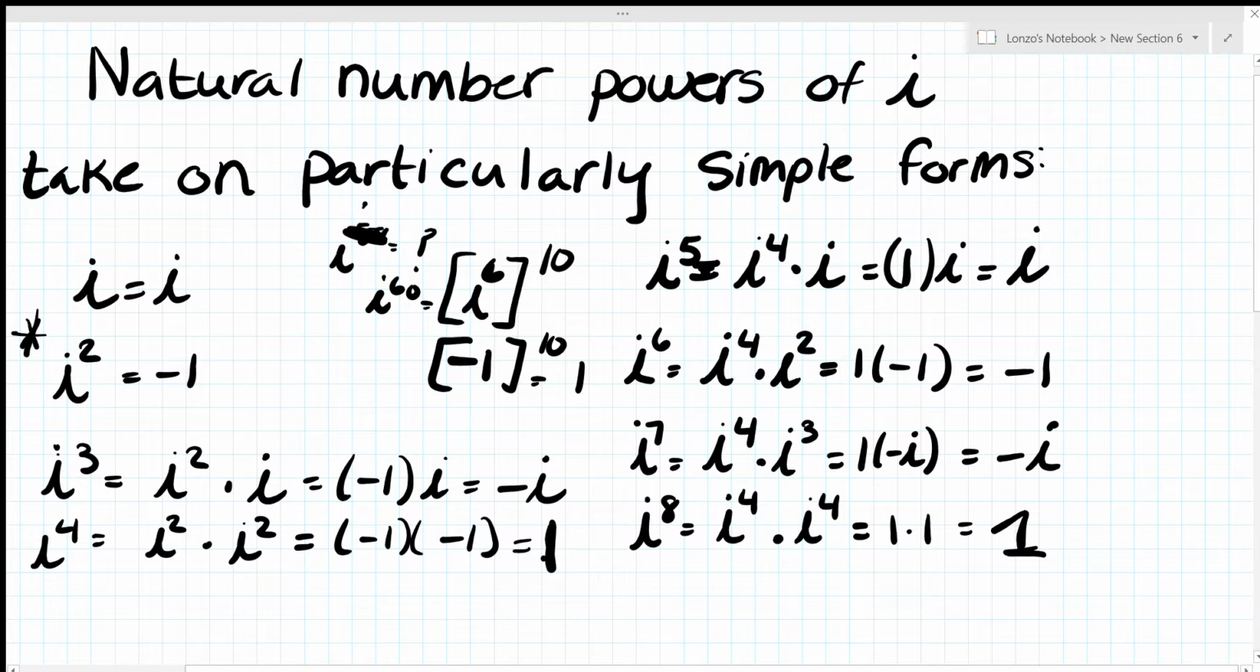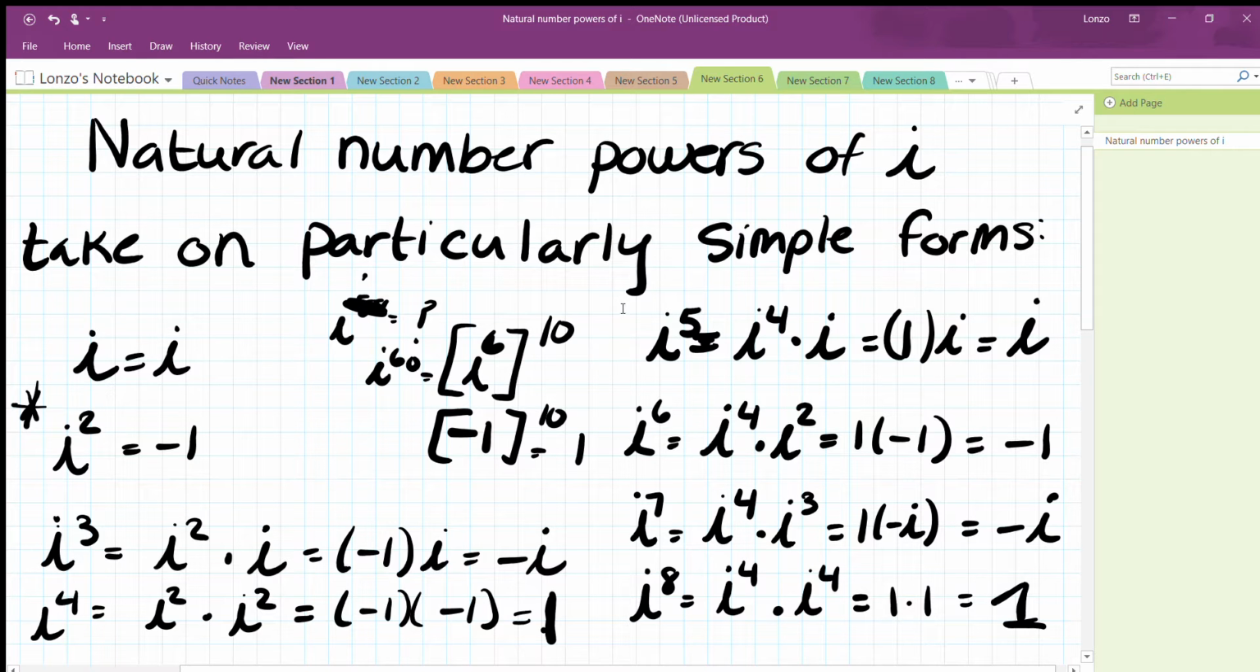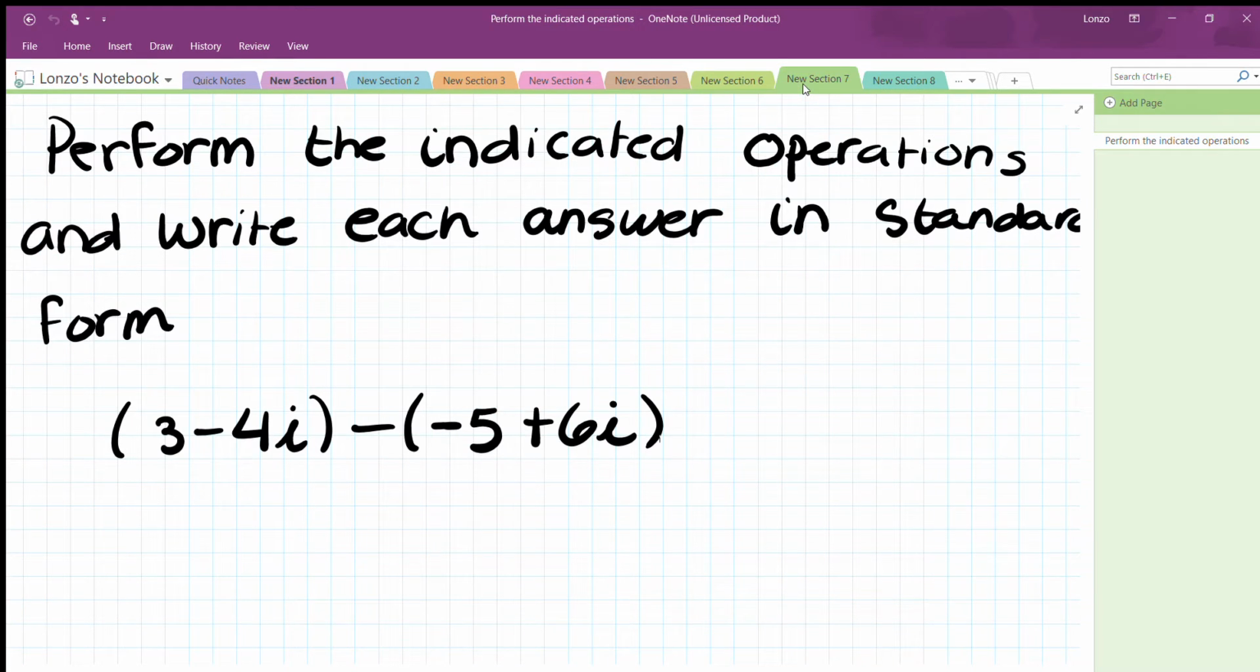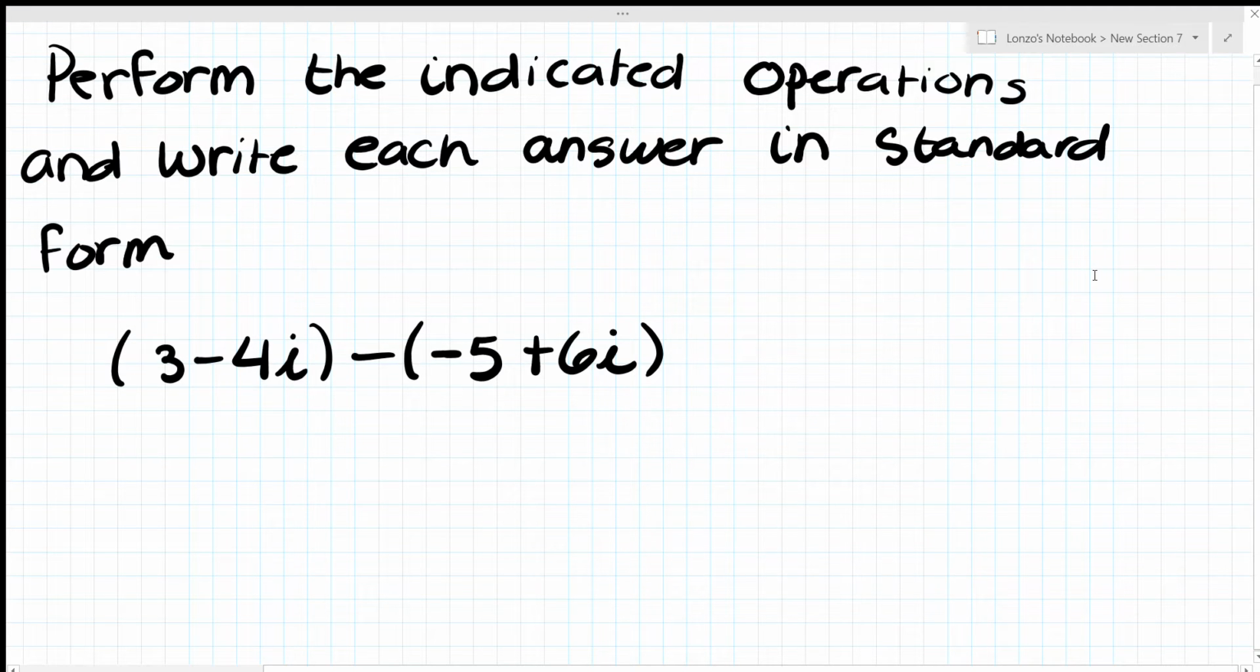So let's actually do some problems. Okay, so my first problem. The problem asks us to perform the indicated operations and write each answer in standard form. So we have (3 minus 4i) minus (-5i plus 6i). So we're just going to have to perform the operation. We're subtracting, so first off, I'm going to distribute out this negative.